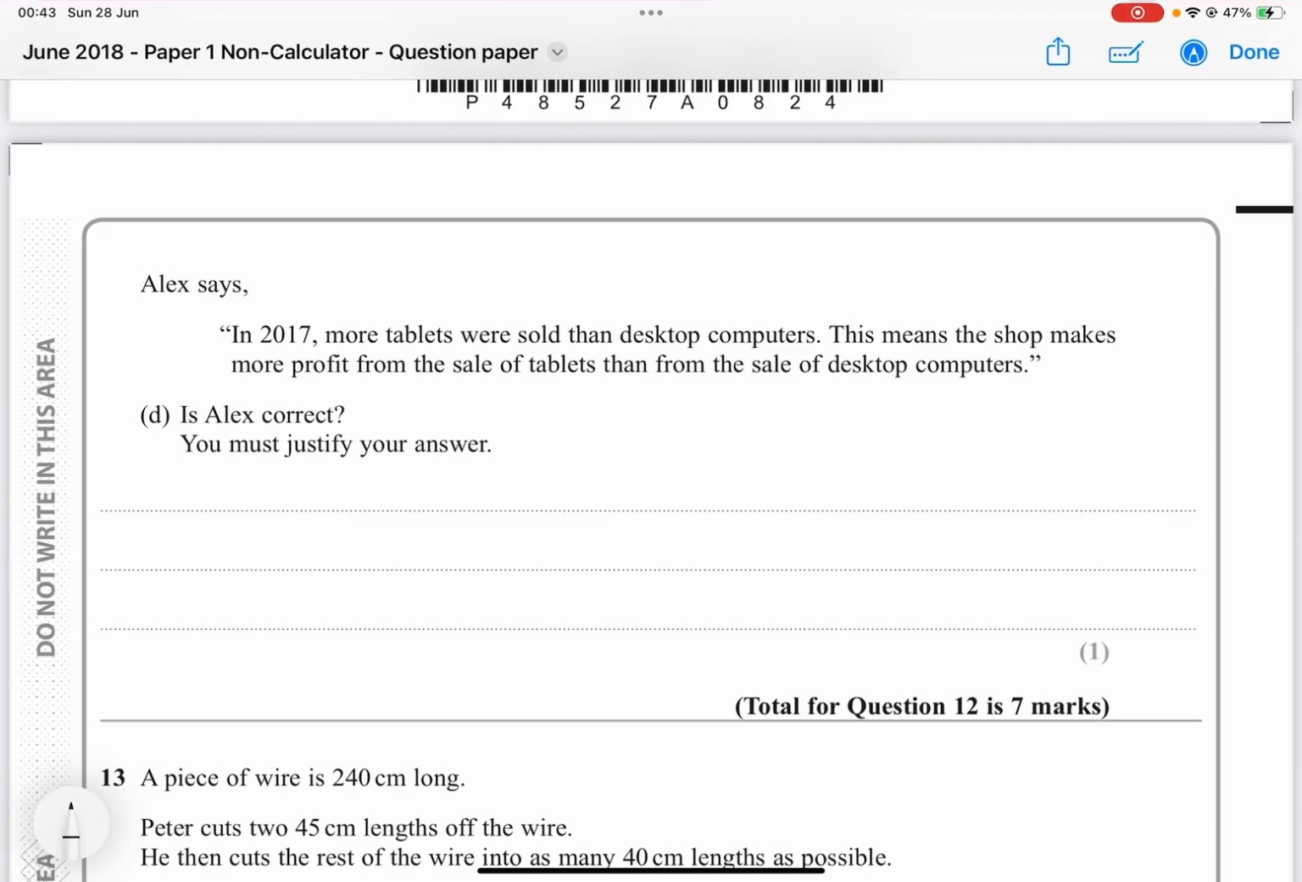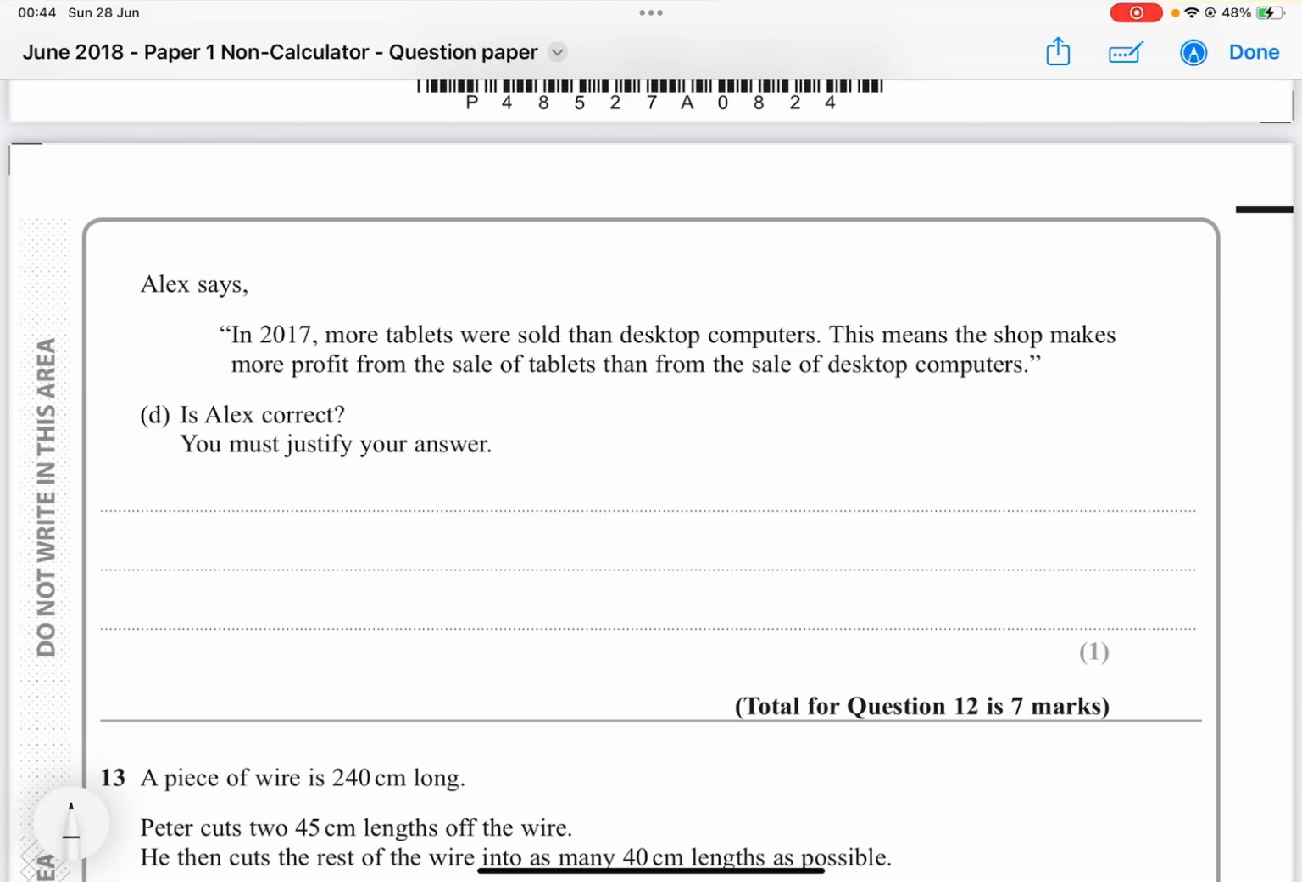Maybe it was that the tablets are cheaper, so yes, they probably did make more sales, but because they're cheaper, they probably didn't gain enough revenue from it, and therefore not enough profit. Whereas the desktop computers, maybe they were a lot greater in price, and therefore even though they may have made a few sales, they would have generated a lot more revenue, and then probably gain more profit as well.